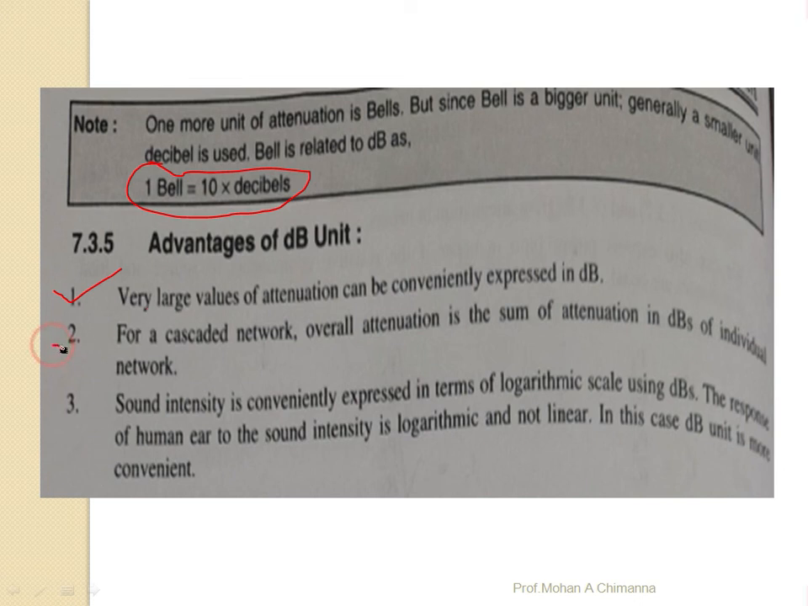The second advantage is for a cascaded network. For a cascaded network, the overall attenuation is the sum of the attenuations in decibel of the individual networks. The third advantage is that sound intensity is conventionally expressed on a logarithmic scale using the decibel unit. The response of the human ear to sound intensity is logarithmic, not linear, so the decibel unit is more convenient. One Bel is 10 times the decibel, but ordinarily two units are conventionally used, the Neper and the decibel.